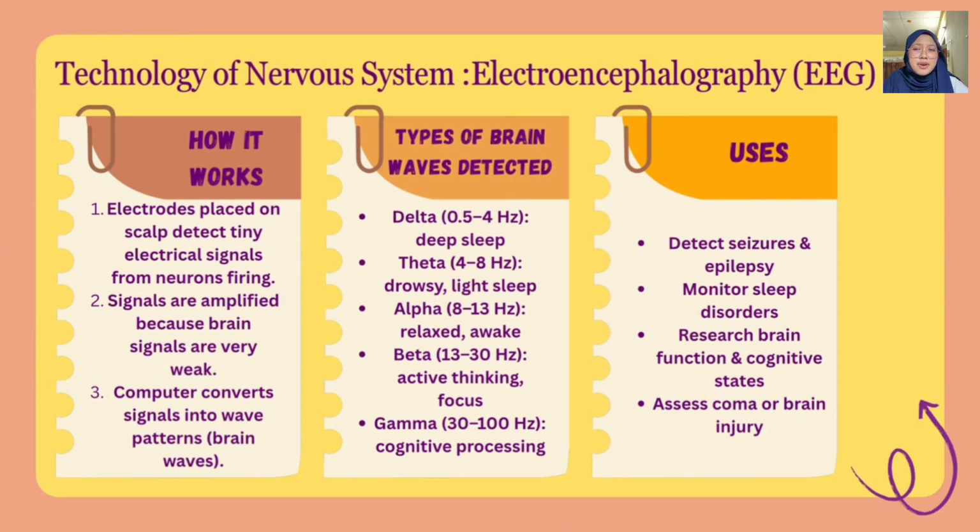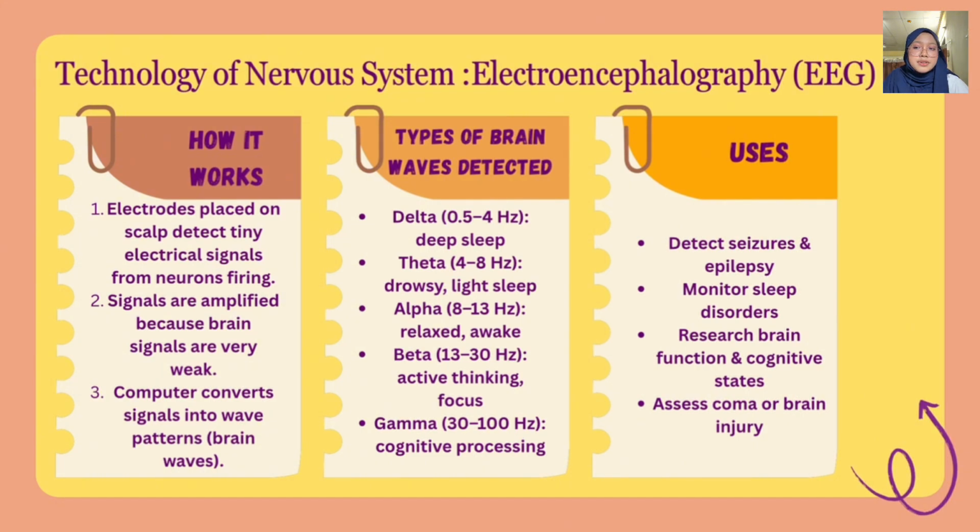The signals are very weak, so they are amplified, and the computer will convert them into wave patterns known as brain waves. Brain waves are detected because they represent different patterns of neuronal activity. Each type of brain wave reflects a specific brain state, allowing us to understand how the brain is functioning in real time and to detect any abnormal activity.